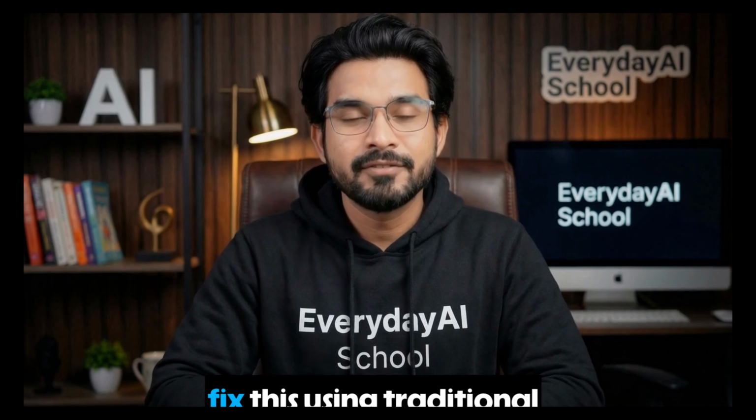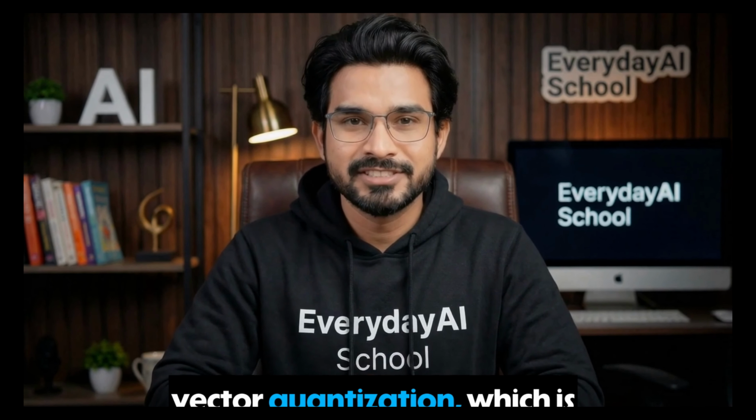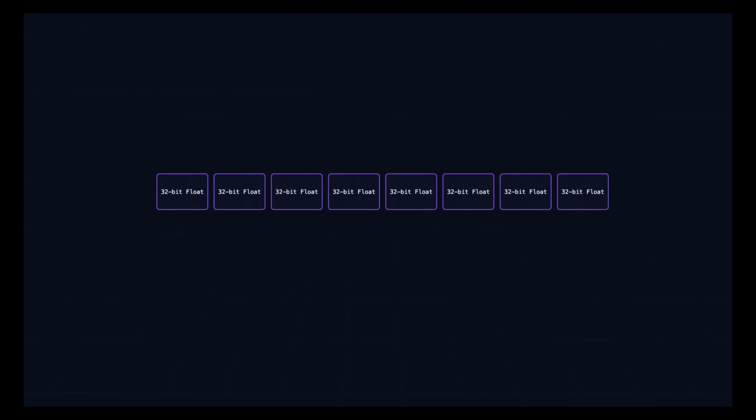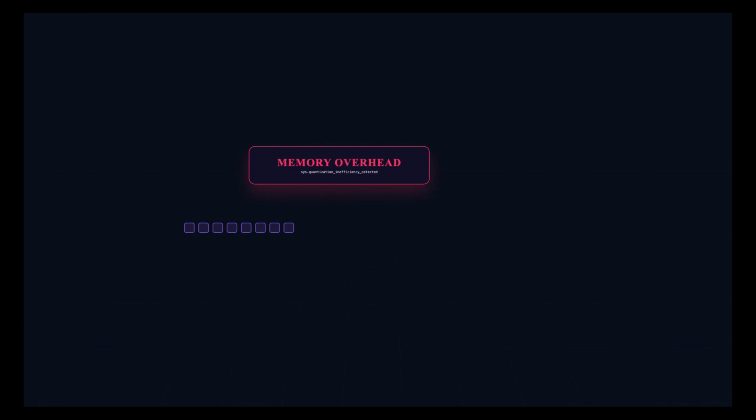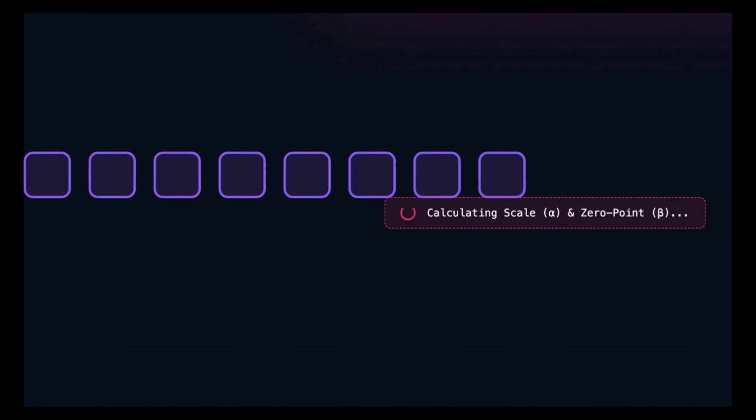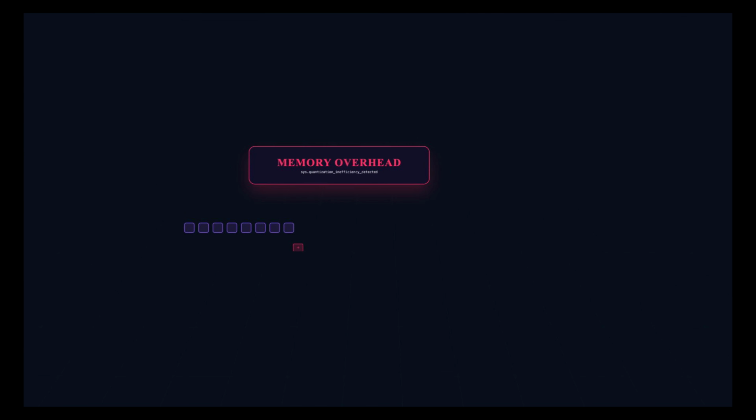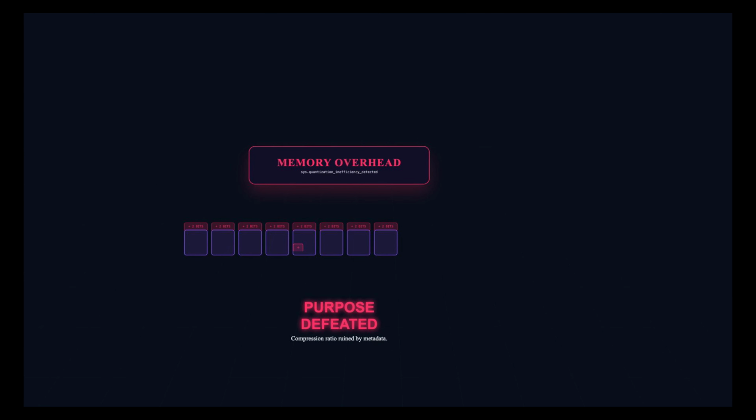Historically, engineers tried to fix this using traditional vector quantization, which is a way to compress the data. But these older methods created a new problem called memory overhead. They required the computer to calculate and store quantization constants for every small block of data, which ended up adding 1 or 2 extra bits per number. That overhead basically defeated the entire purpose of compressing the data in the first place.